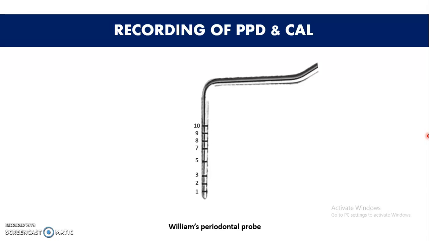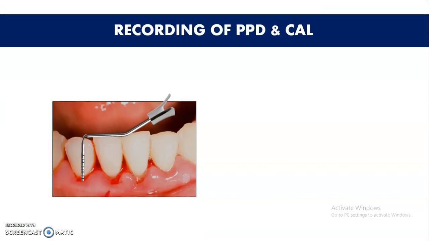when you are measuring PPD and CAL. Now imagine if the probe is calibrated in all markings without the band. When you insert the probe into the pocket, you will have to count in reverse from 10 and identify the marking. For example, imagine this case. It is very difficult to identify which marking lies against the margin. So, we have to count in reverse from the 10th marking. 10, 9, 8, 7, 6, 5, 4, 3. The third marking is visible, so the margin lies against the second marking. Hence, PPD is 2 mm. This method is very time-consuming, confusing, and not practical.